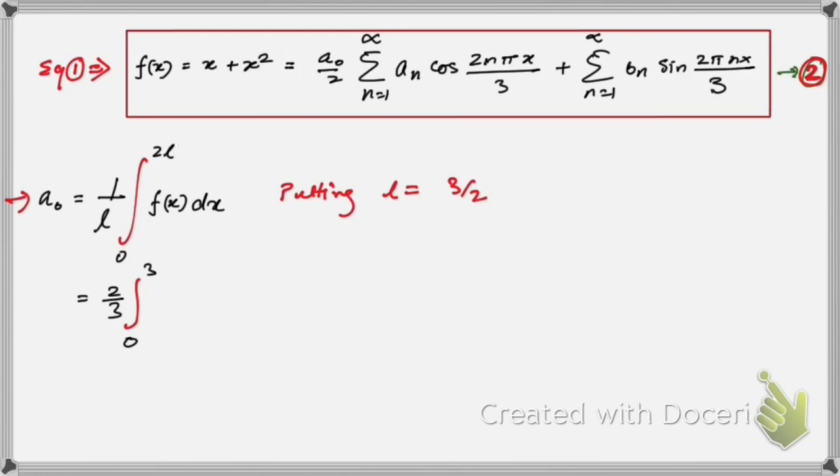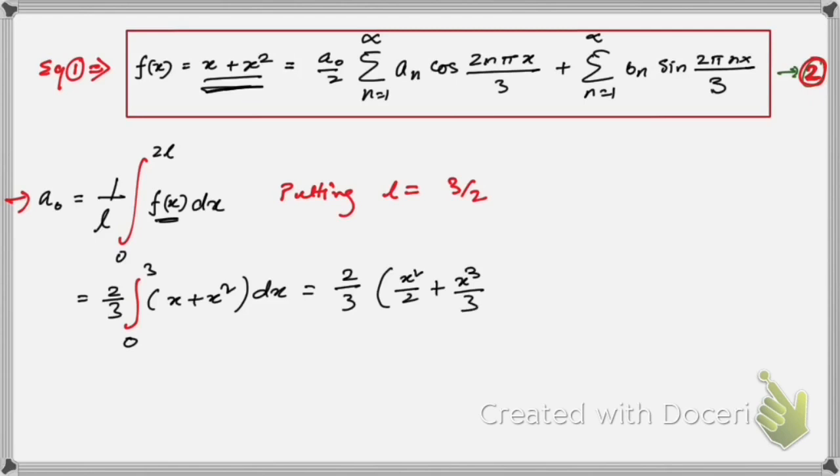So hope you have understood. I don't think that you have a problem. We know here the function f of x is x plus x square. This is the function, you can see clearly. So dx. Now if you integrate this, what you will get is 2 by 3 and x square by 2 plus x cube by 3, and the lower limit is 0, upper limit is 3.